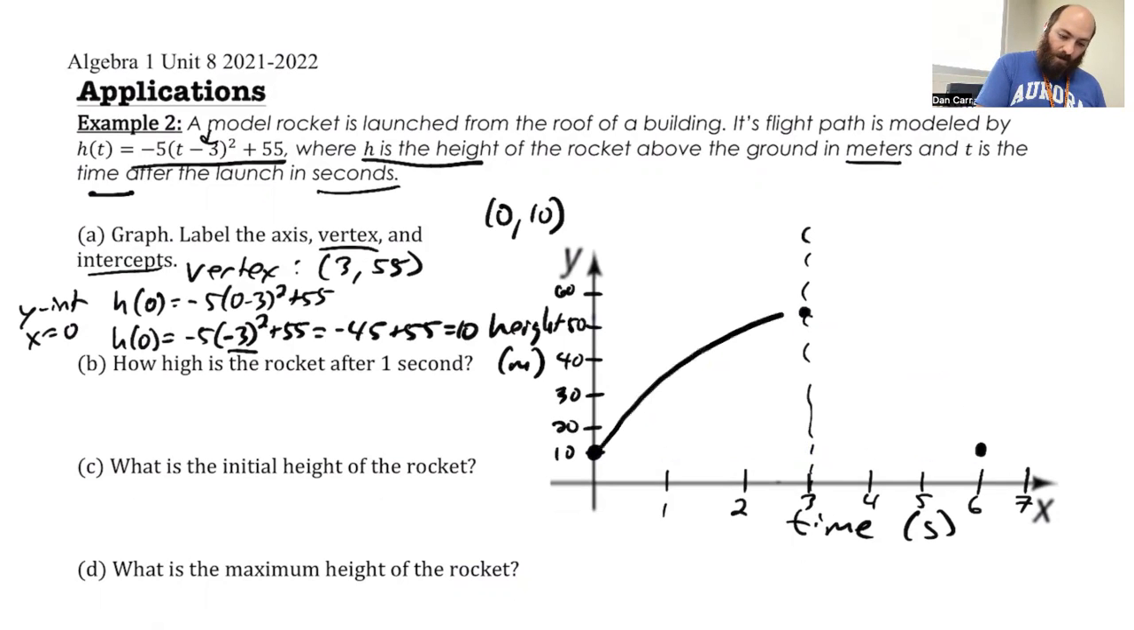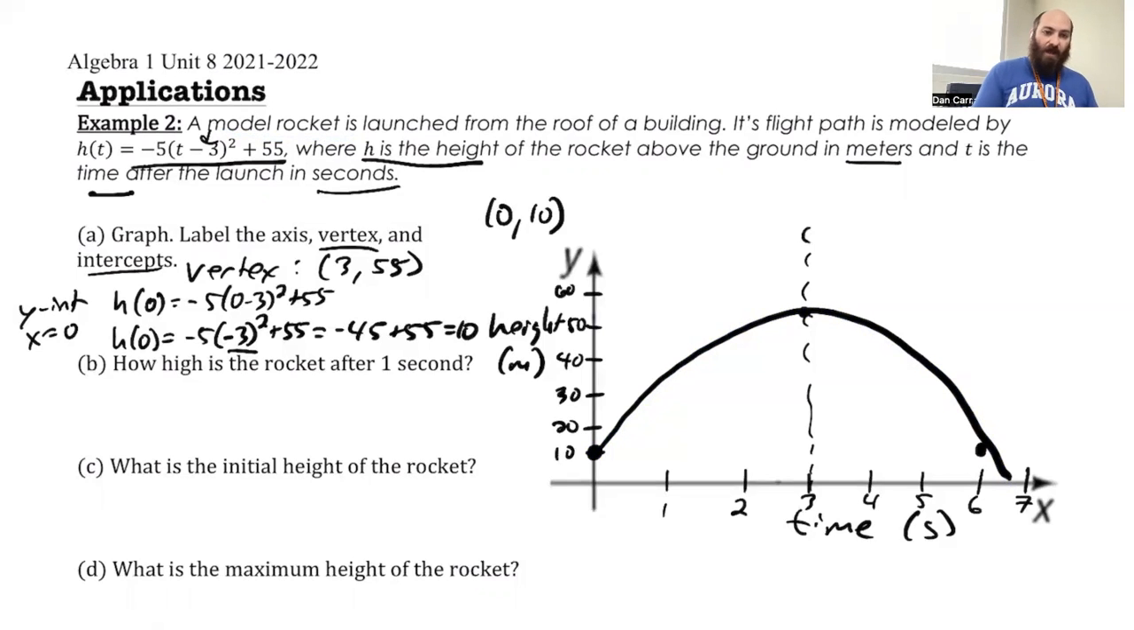Let's draw that a little bit better, a little more parabola shape. There we go, something like that. Okay, so again, this is a model rocket. We're taking the rocket, it shoots up in the air, hits that maximum height, and then it starts falling to the ground thanks to gravity.